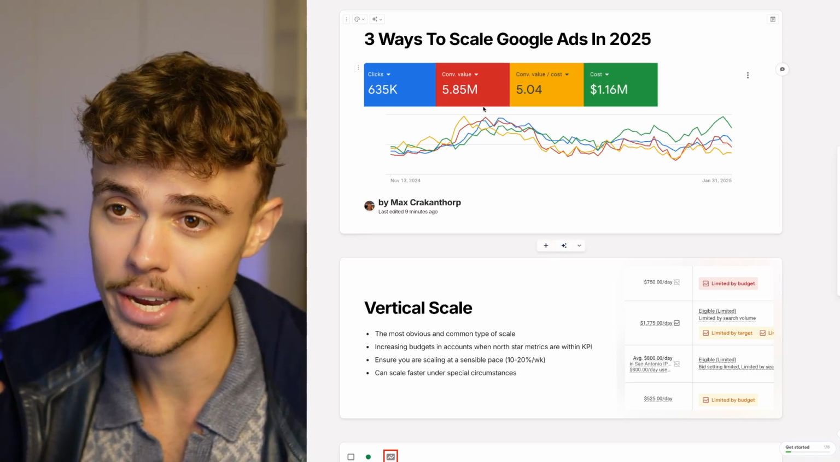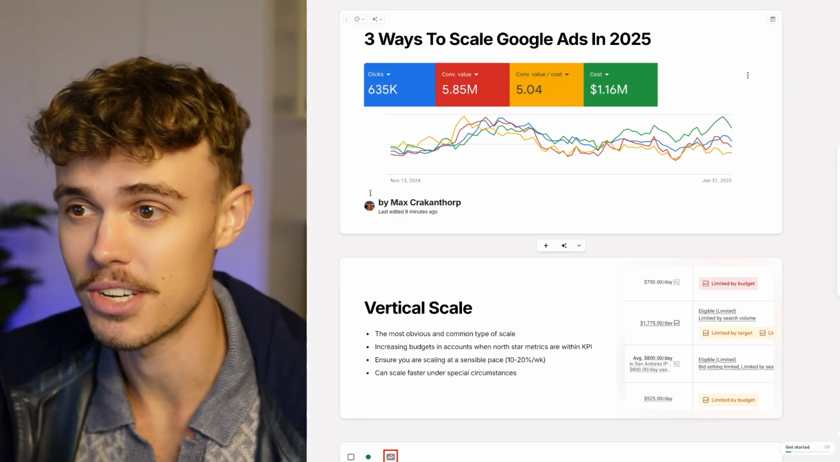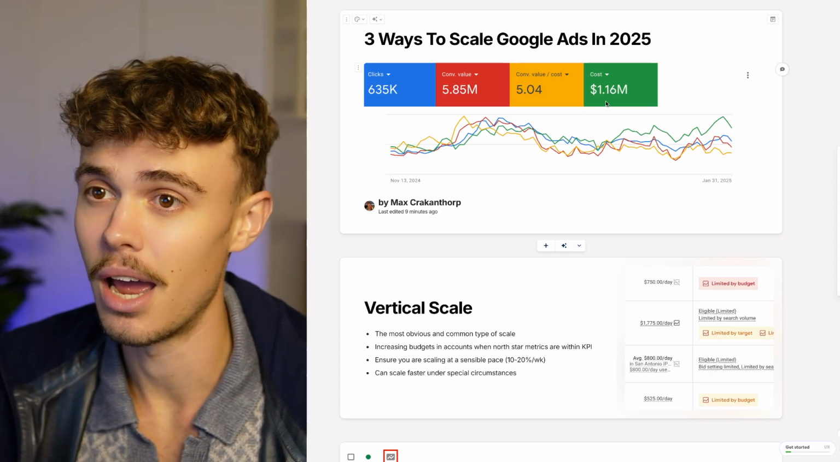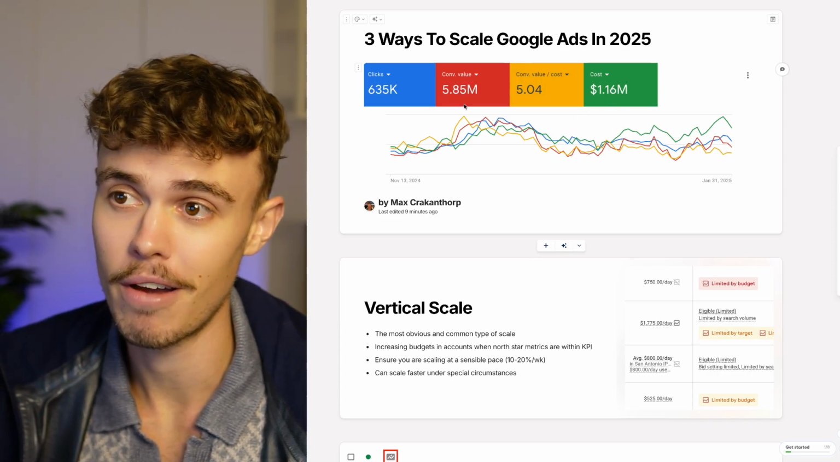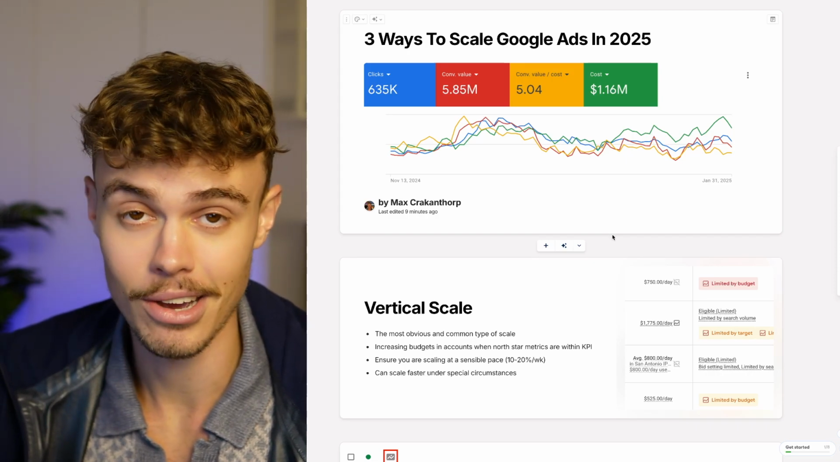As you can see here, we have scaled up many brands in the past, so we are very familiar with it. Over the last Black Friday period, we spent about $1 million and made back 5.8. So certainly well aware of how to scale in Google.